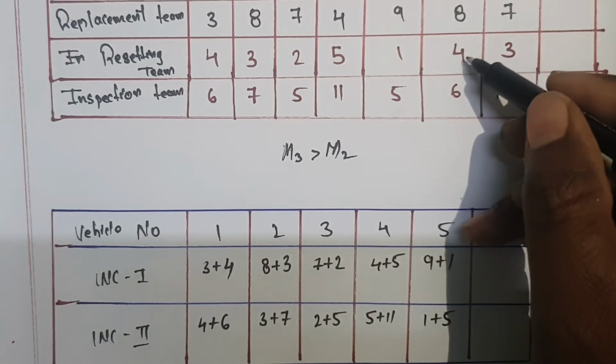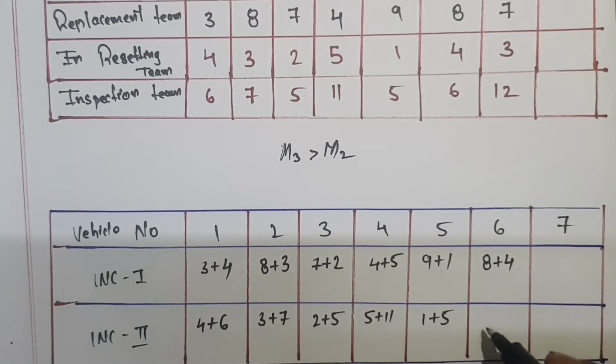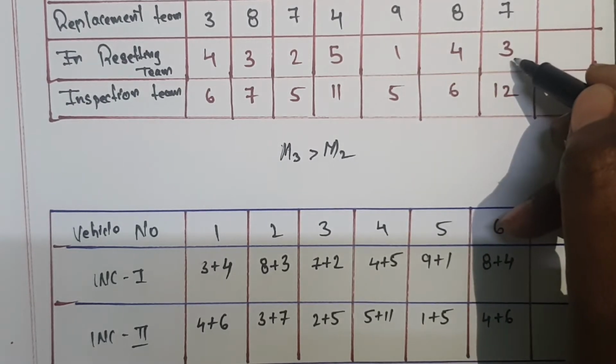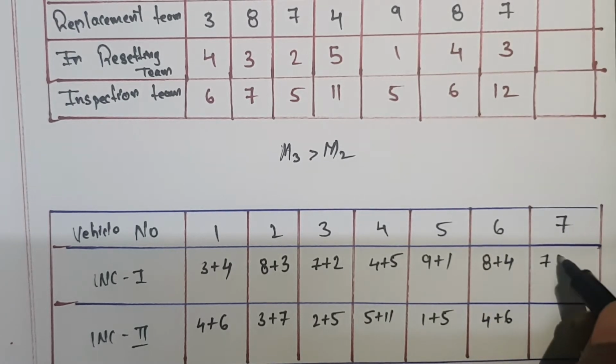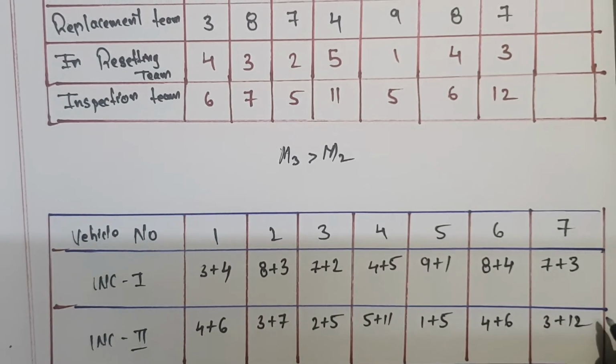Next one, what is given here? 4. So, 8 plus 4. Next one is 4 plus 6. Next, what is given here? 3. So, 7 plus 3, then 3 plus 12. Like this you have to add.